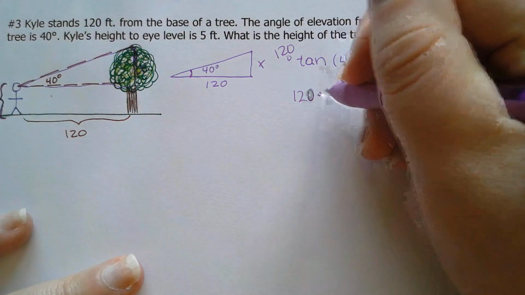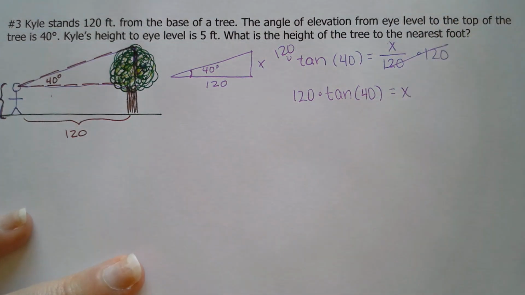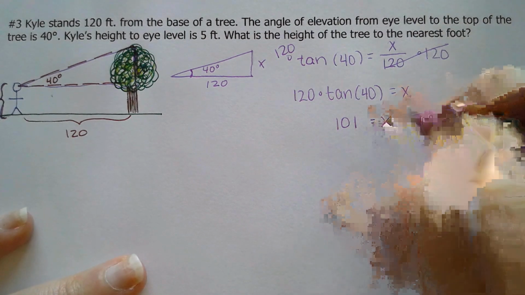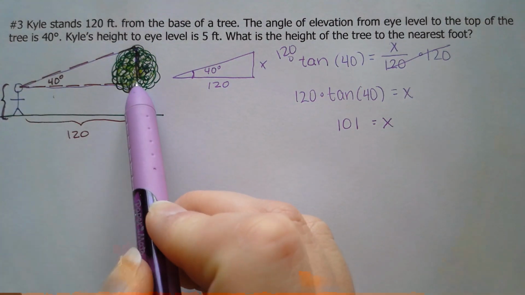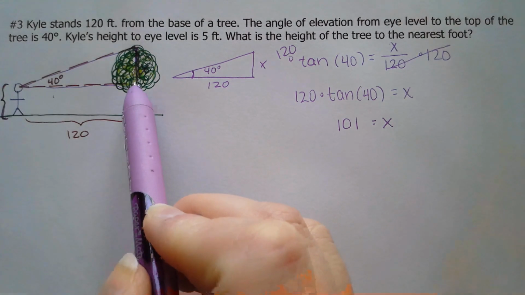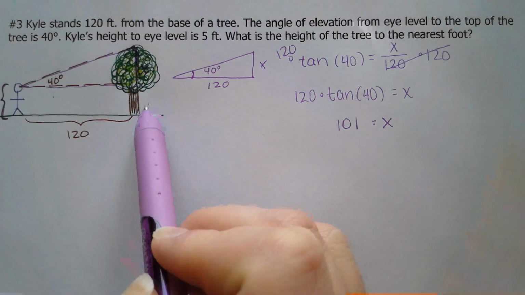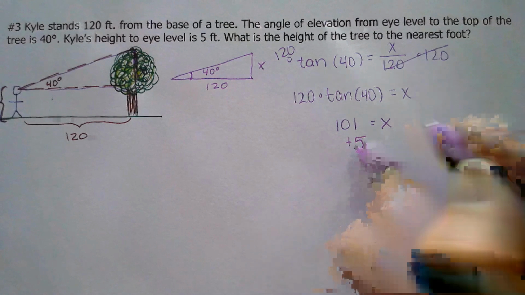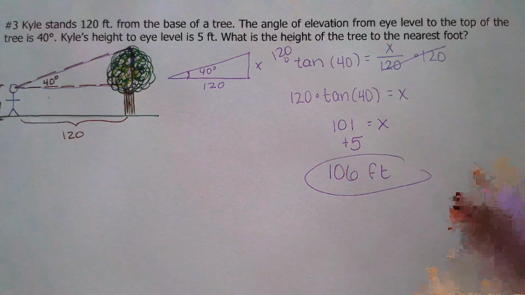And I'm going to put 120 times tangent of 40 to equal x. You do that and round it, you're going to get about 101 feet, equaling your x. Now, just like before, keep in mind that's only the distance between the horizontal line of sight and the top of the tree. So we need to add in Kyle's height for the bottom of the tree, which was 5 feet. So my final answer is 106 feet.